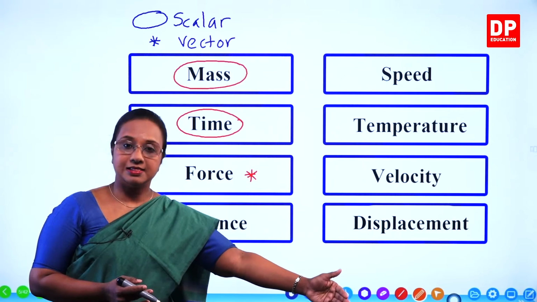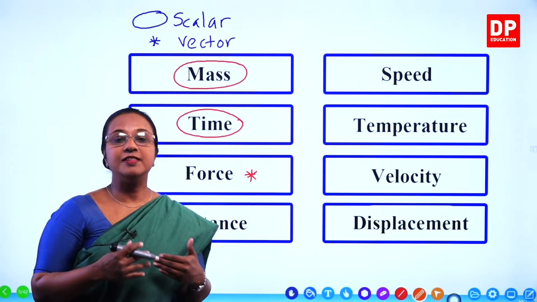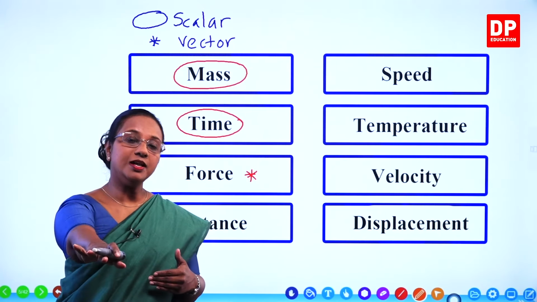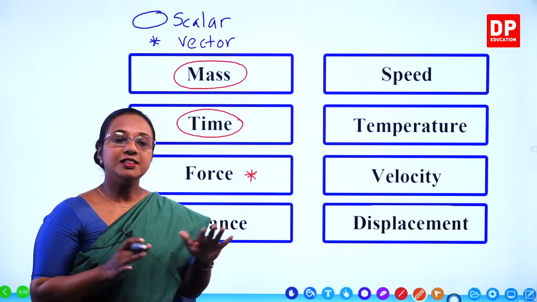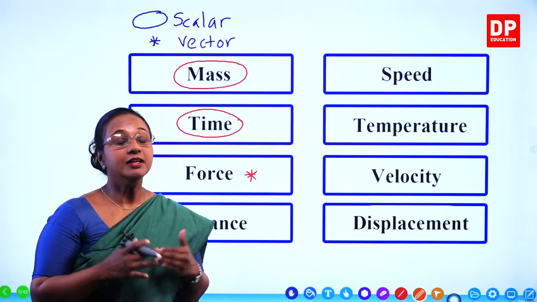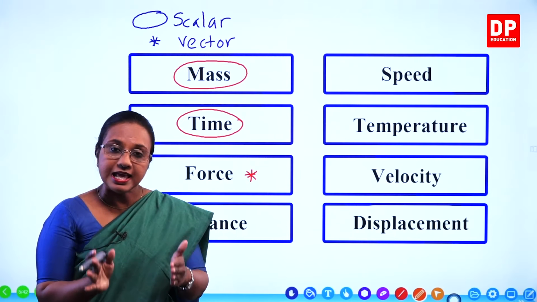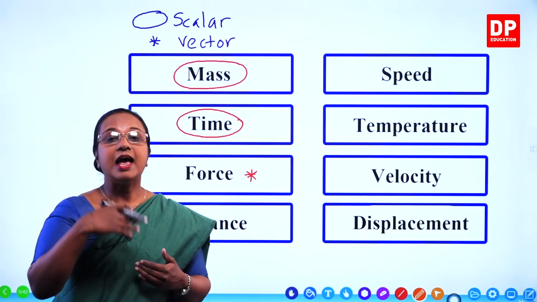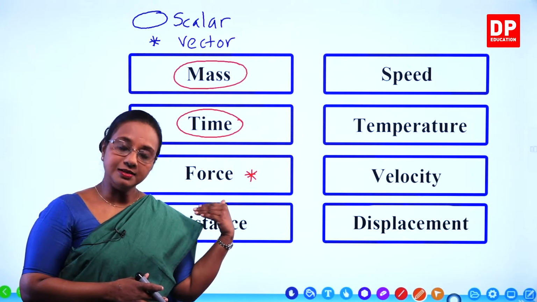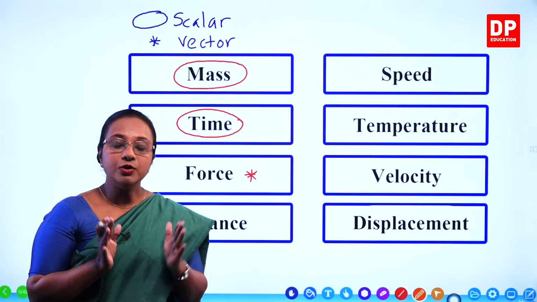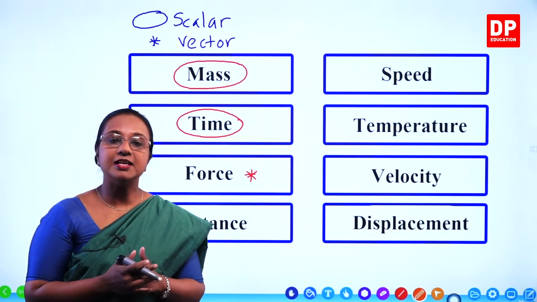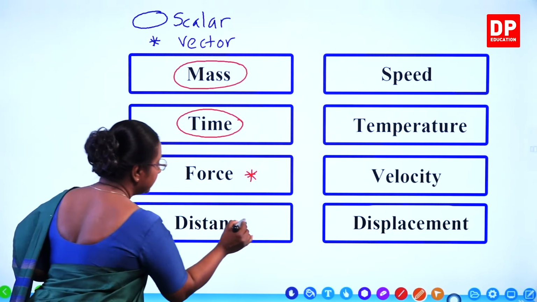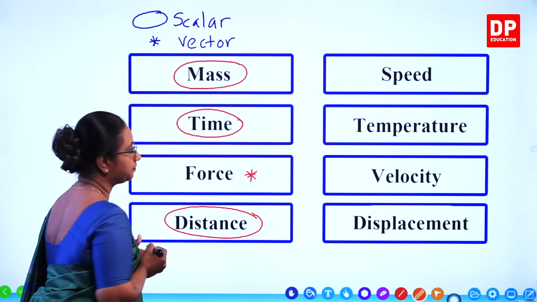Distance is just the length. Now in a march past, when they tell you to take one hand distance, you put one hand forward, the other hand towards your side. There you are not considering the direction. It's only the length between you and the person next to you on either side and the person in front and the person behind you. So here we only consider the length, that is only the magnitude. Therefore, distance is a scalar quantity.